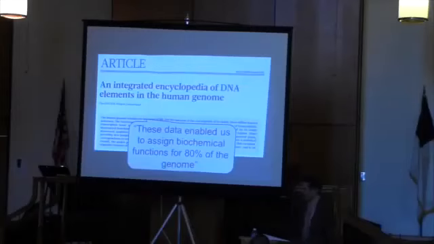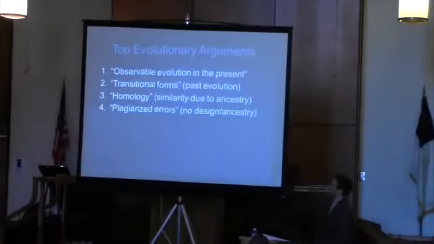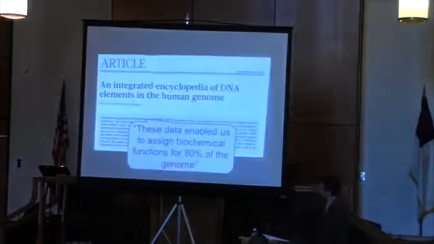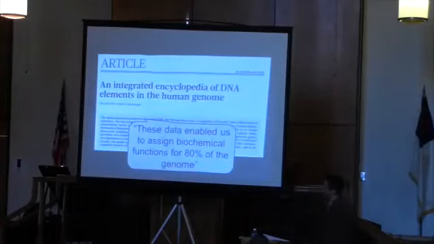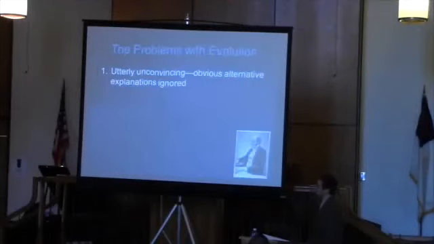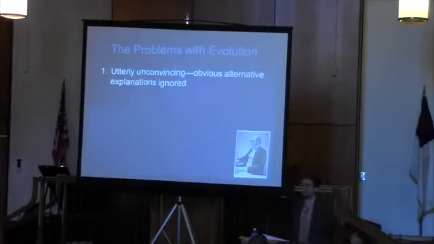It'd be silly. So the problem with this argument that there are shared mistakes between humans and chimpanzees is that we're really bad at finding them. And these same data have established function for a lot of those sequences people formerly labeled junk and mistakes. And there are more arguments for evolution, but I think these 4 top arguments illustrate the main point. Evolution is utterly unconvincing. Those evidences evolutionists cite are unconvincing because there are equally valid, if not better, alternative explanations that they just completely ignore.